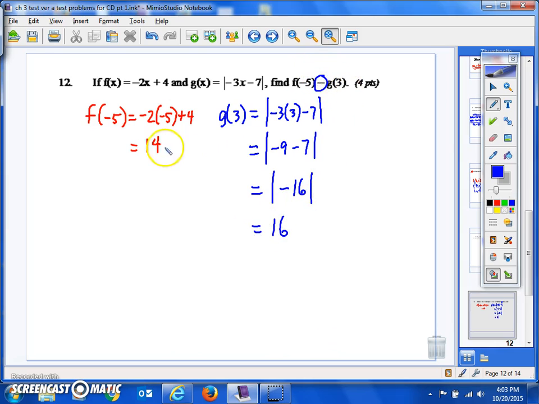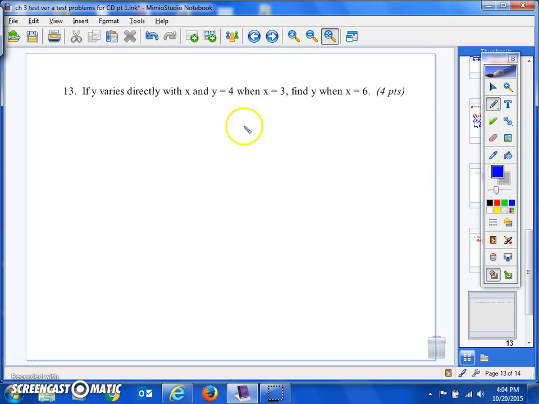Okay, final step. We found out what f of negative 5 is. We found out what g of 3 is. This says to subtract those numbers. So my final answer is going to be 14 minus 16, which is negative 2. That's the answer for number 12.